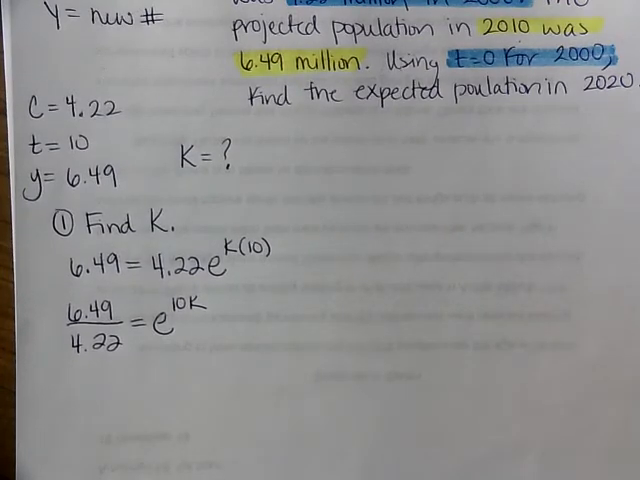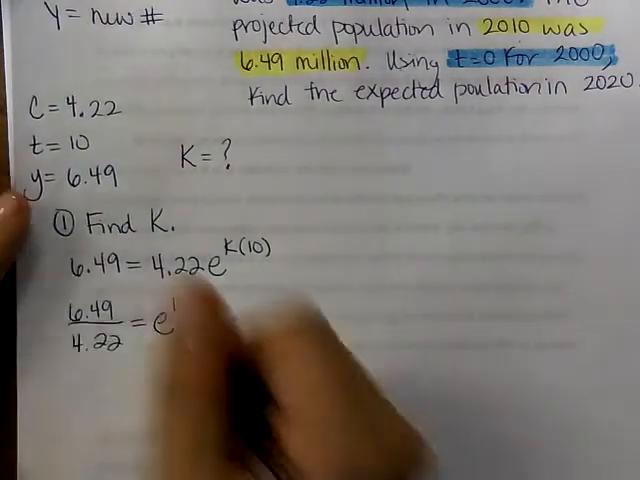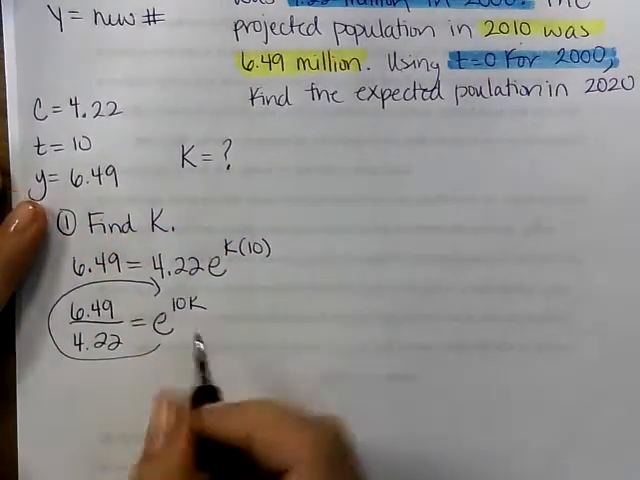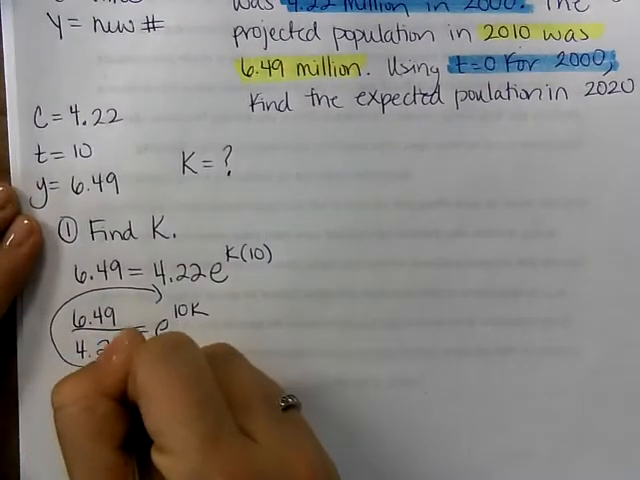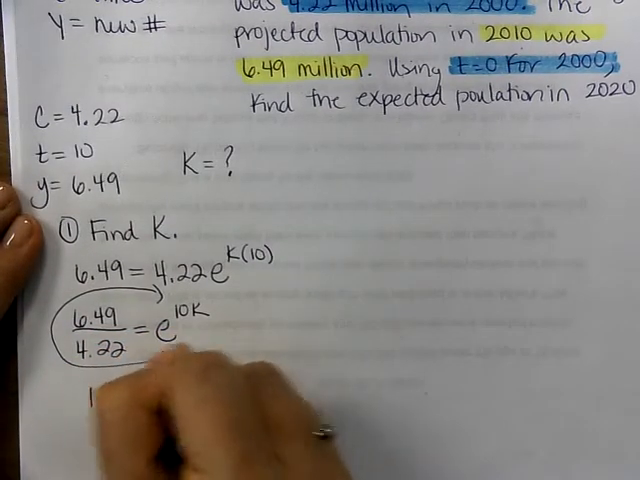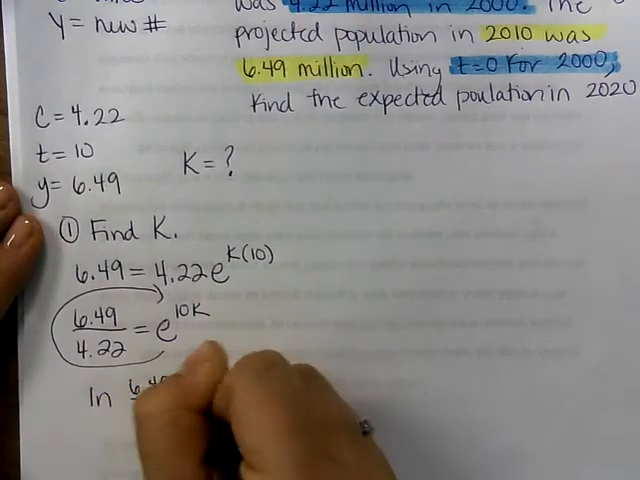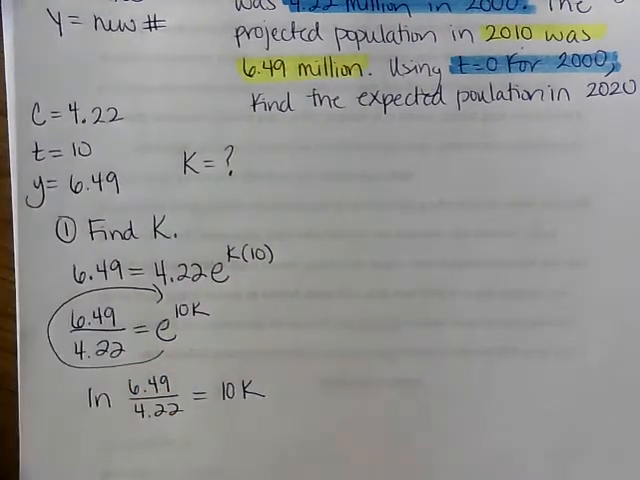Now, once I get here, what do I need to do? I can't make the bases match. I'm stuck, so I have to convert. Remember that e changes to log base e. So we're going from exponential form to logarithmic form. So I'm going to get the natural log of 6.49 divided by 4.22 equals 10k.